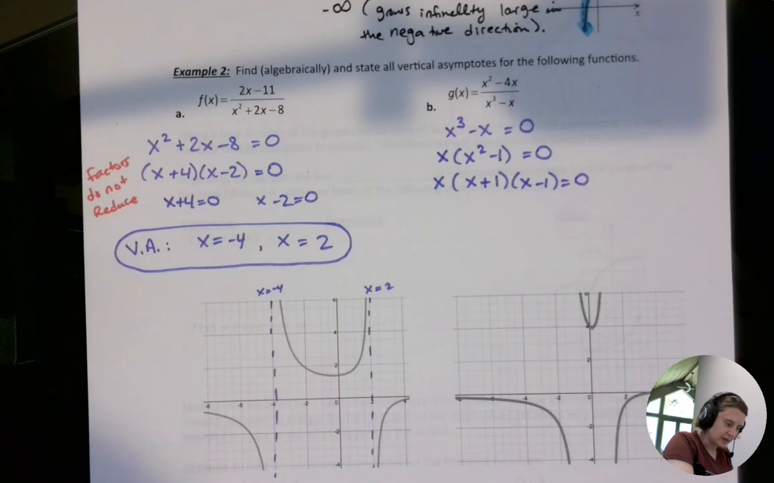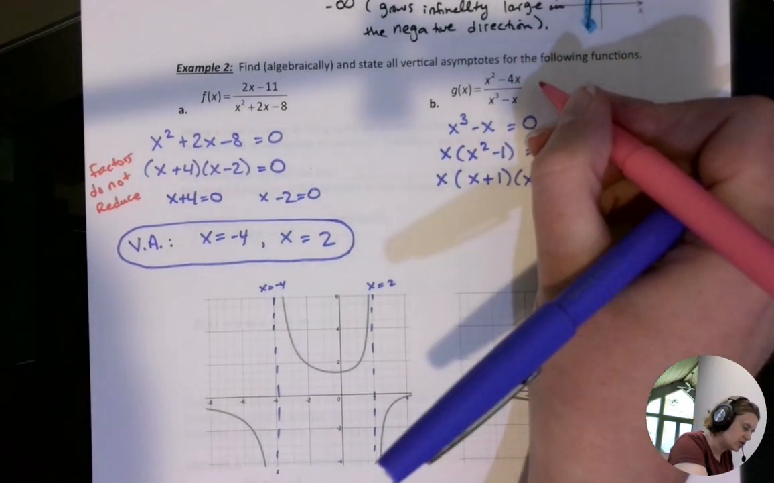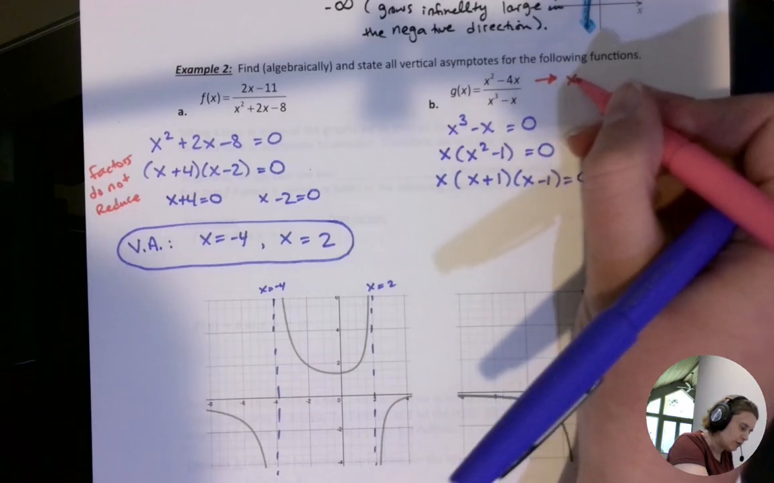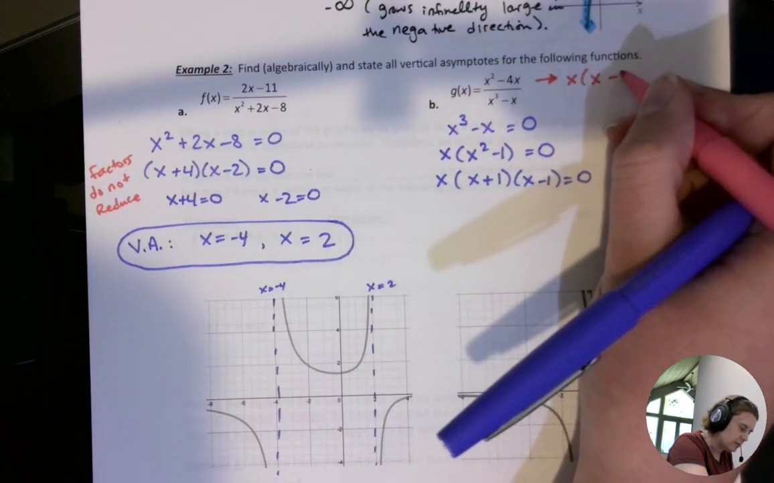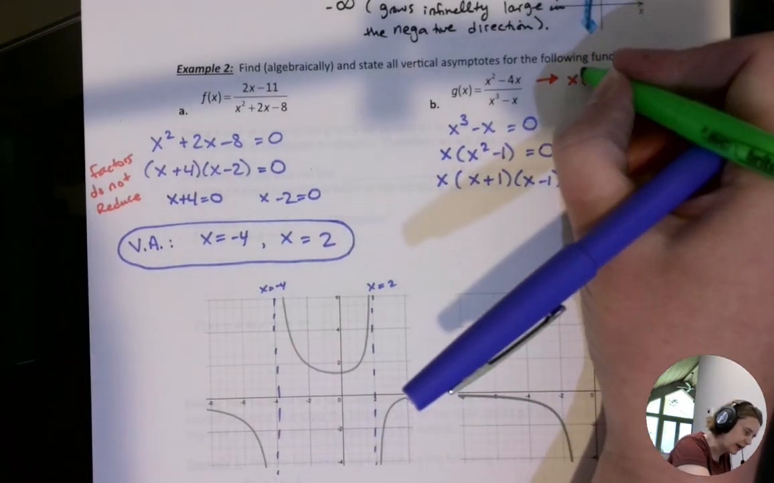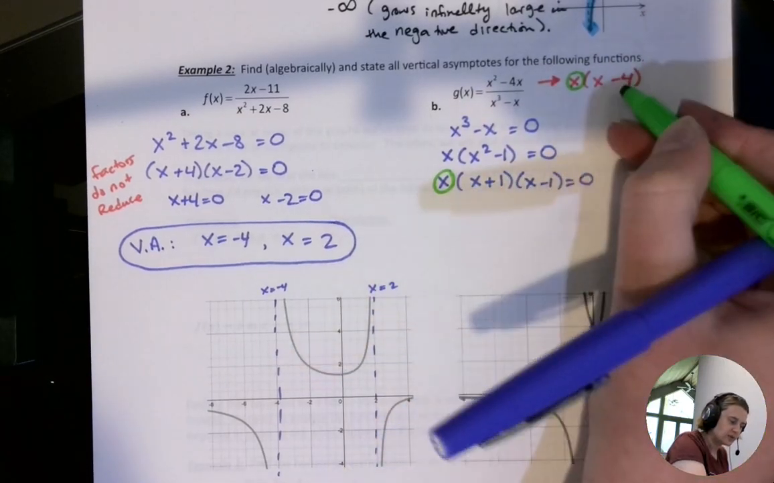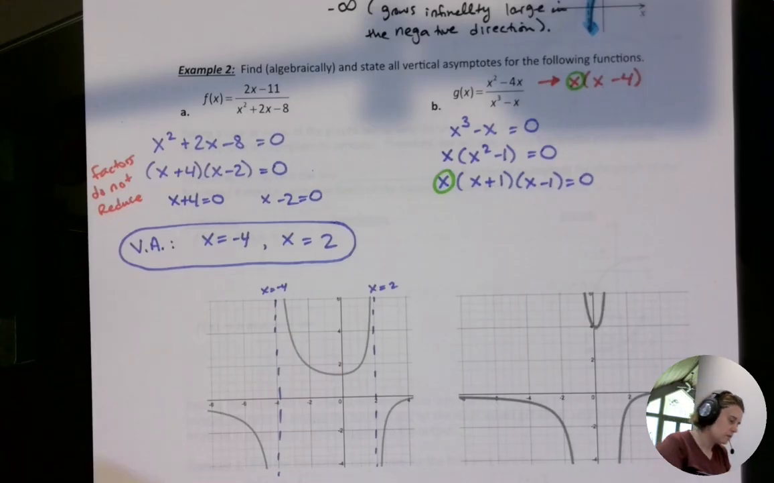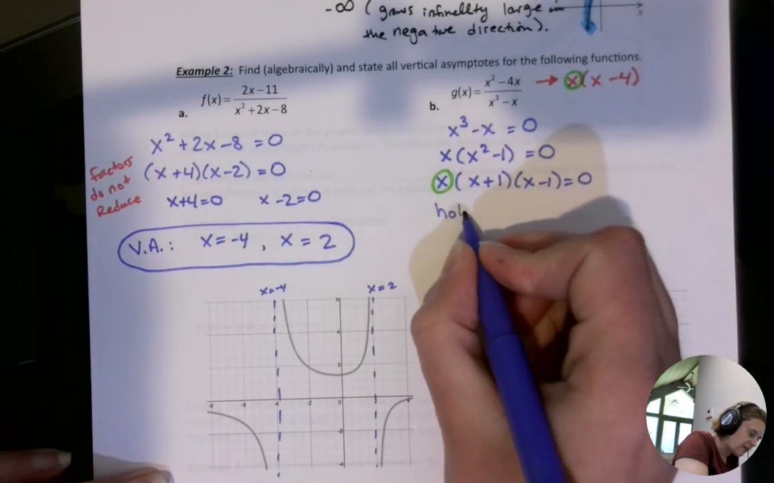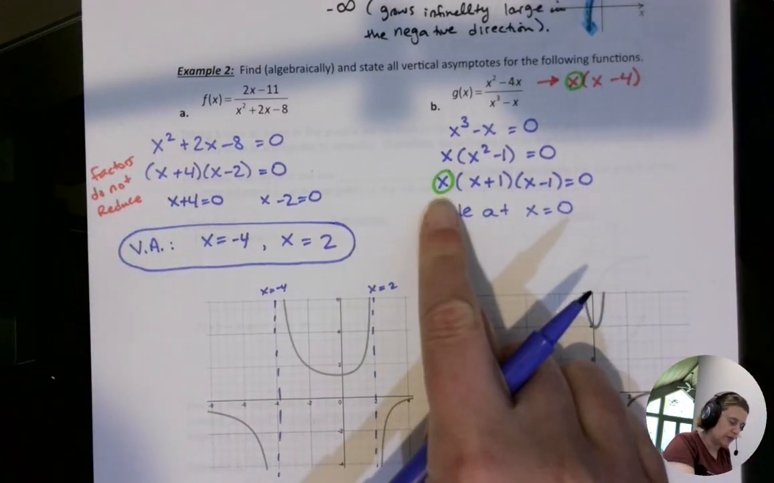And before I continue, I want to check the numerator and see if there are any of these factors that would reduce. So the numerator here, it does look like it factors with a GCF. I could take x out of the numerator and I would be left with x minus 4. So I'm able to identify that there is a factor that would reduce, and it is this factor x. And the other two factors, x plus 1 and x minus 1, are not going to reduce. So it tells me that this graph should have a hole at x equals 0 from this factor.